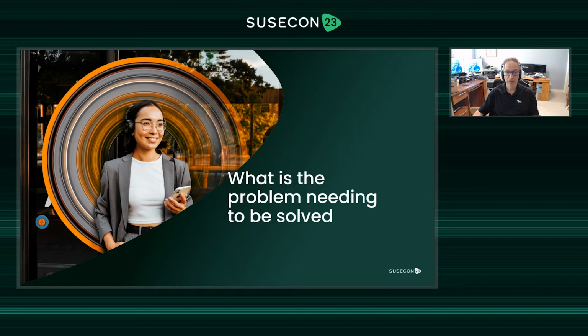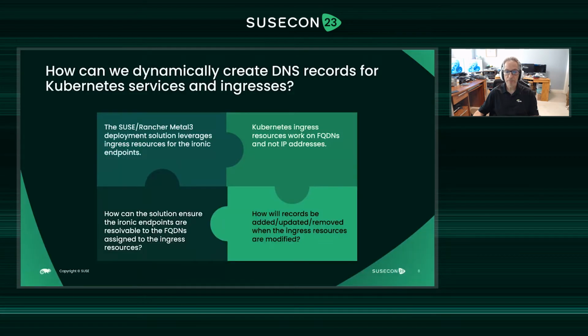What is the problem needing to be solved? The Rancher Bare Metal project uses the Ironic service to handle the bare metal deployment to the edge nodes. In order to provide a flexible solution and be compatible with Kubernetes Ingress resources, the Ironic endpoints are configured with host names and not IP addresses. How can we dynamically create the host names when the Ironic services are deployed? How do we ensure the DNS records match the current state of the Ingress resources?